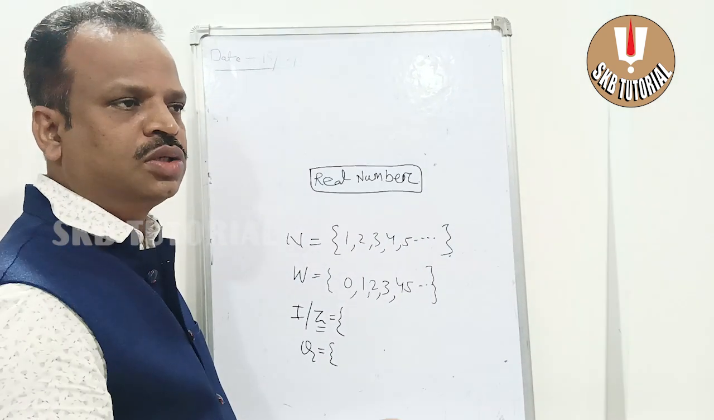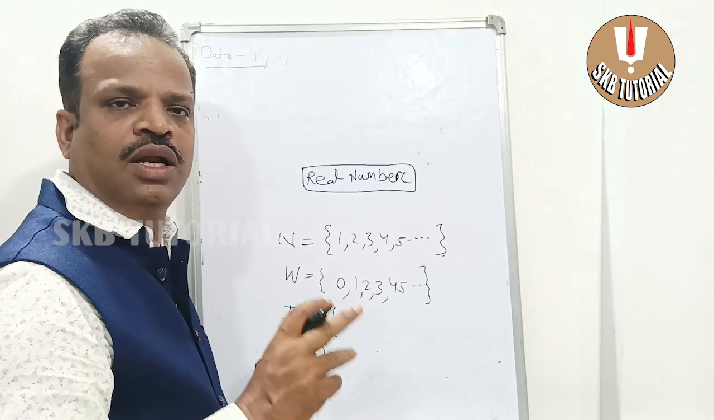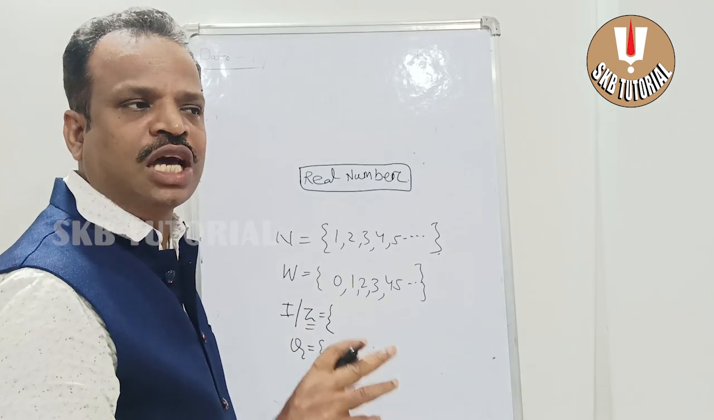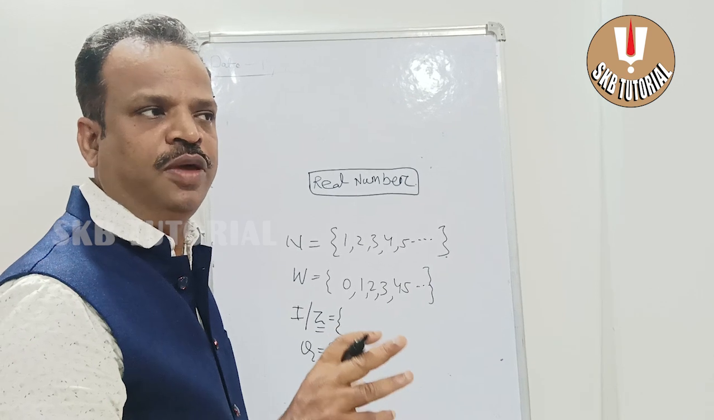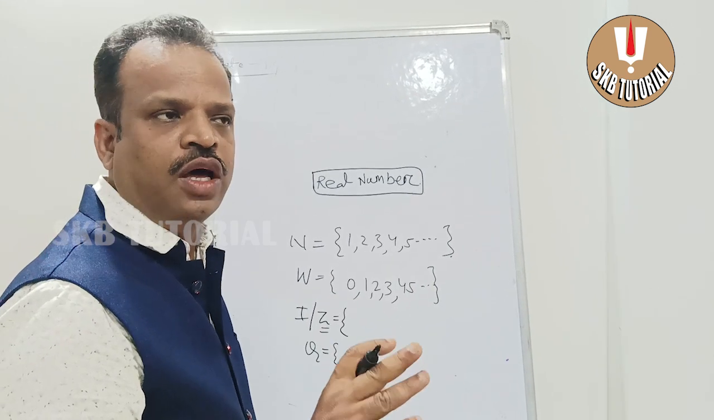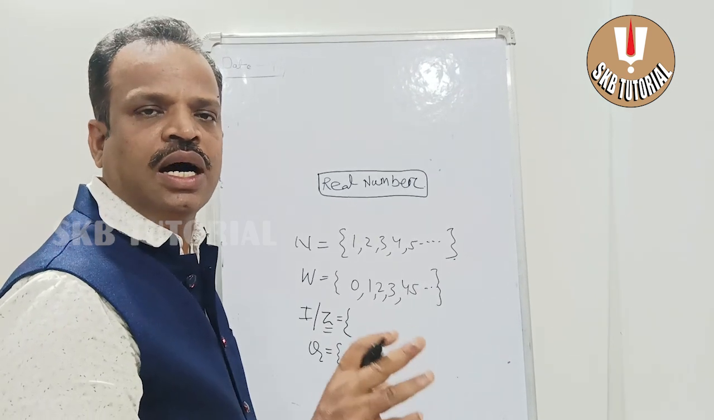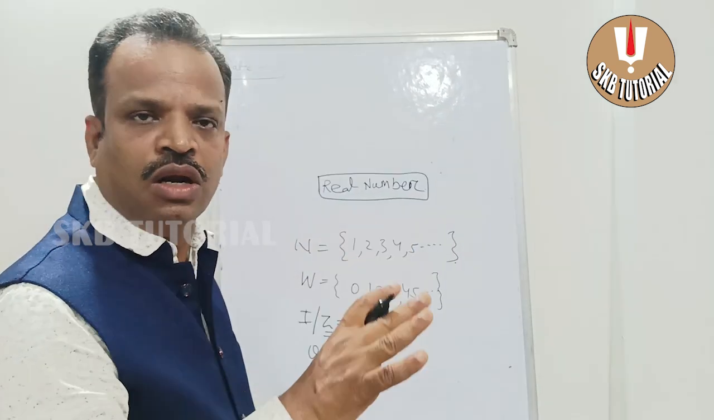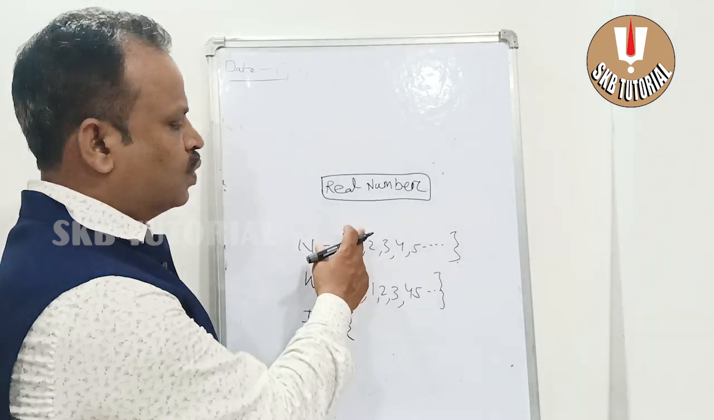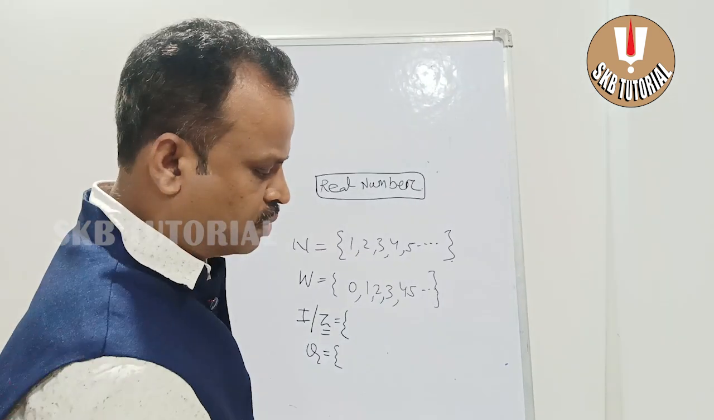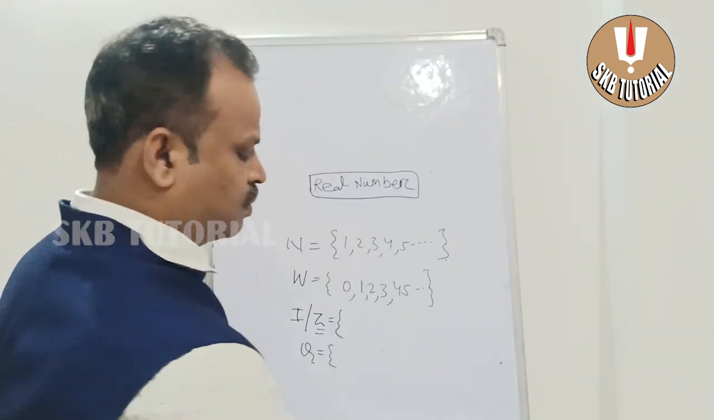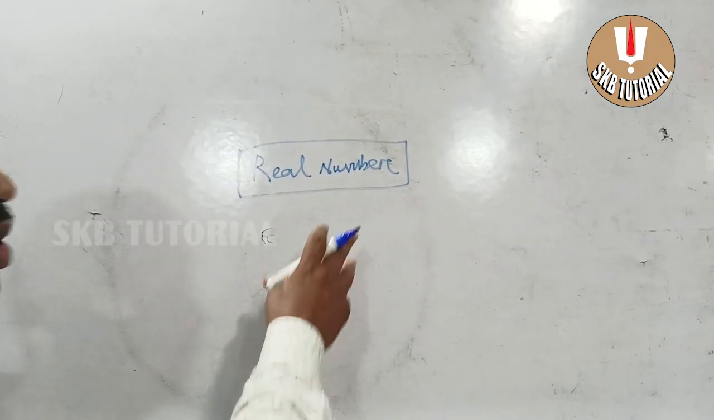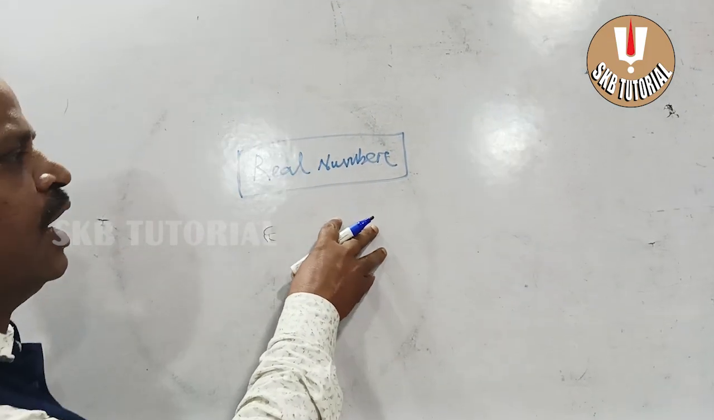After rational numbers, we have a few numbers called irrational numbers. The numbers which cannot be expressed in the form of P by Q, where P and Q are integers, are called irrational numbers. So the collection of all rational numbers and irrational numbers together will form the real numbers. Now let us start the topic real numbers.